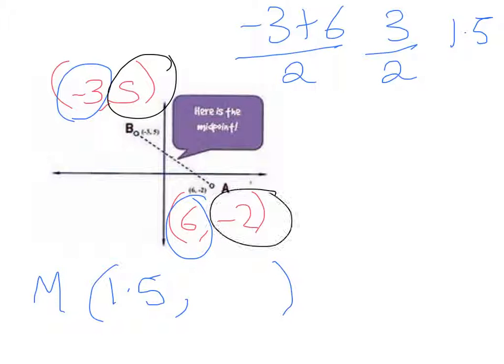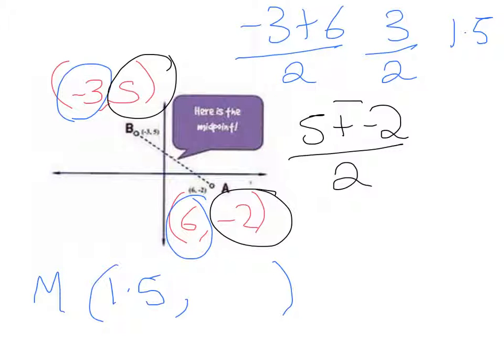I then need to take my two y's. So I've got 5 add -2 divided by 2. And again, we've just talked about if you've got two different signs next to each other, they become a takeaway. 5 take away 2 is 3. 3 divided by 2 is 1.5. So the coordinates of my midpoint would be 1.5, 1.5.